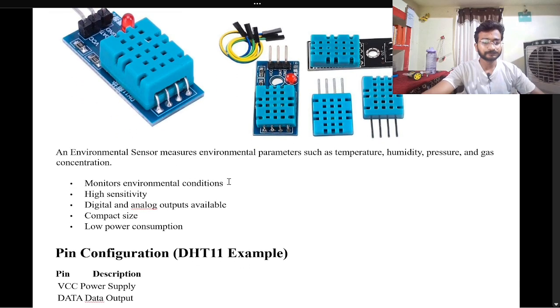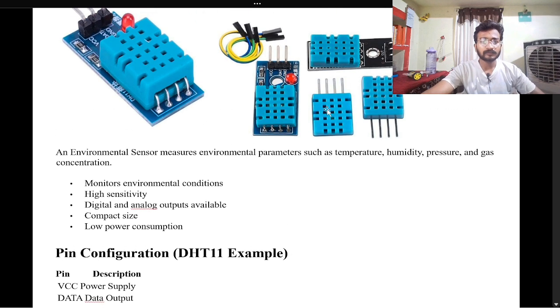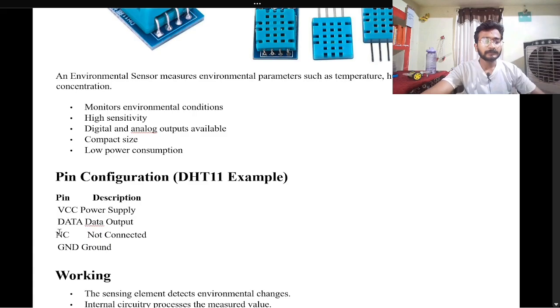using this sensor. These are the features of this sensor: monitor environmental condition, high sensitivity, digital and analog output are available. It is small in size and consumes very low power. Here we have pin configuration of this sensor. Here you can see we have in total 4 pins: VCC, data, NC and ground pin.